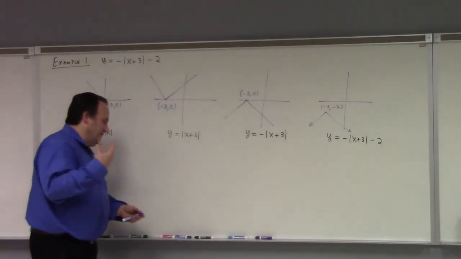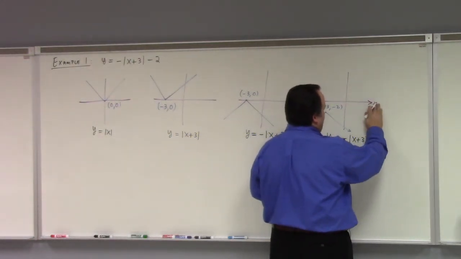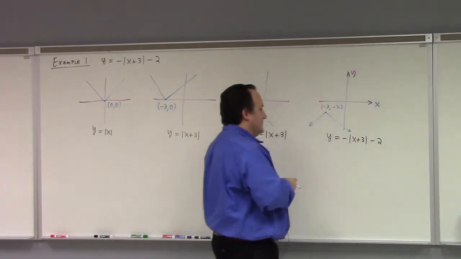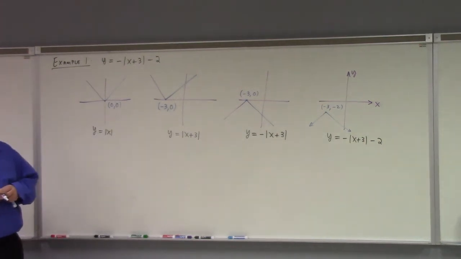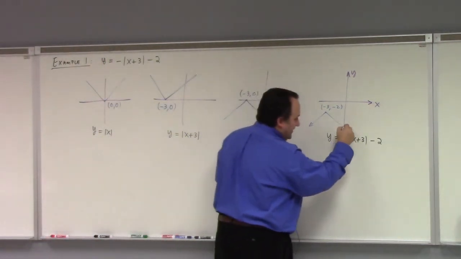And of course, for the final answer, let's make it nice. We want to have our x going this way, our y going this way. Maybe you want to add another point on your graph. What would the y-intercept be for the graph here? Like, what is this point right here if you wanted to add it? What would that be?